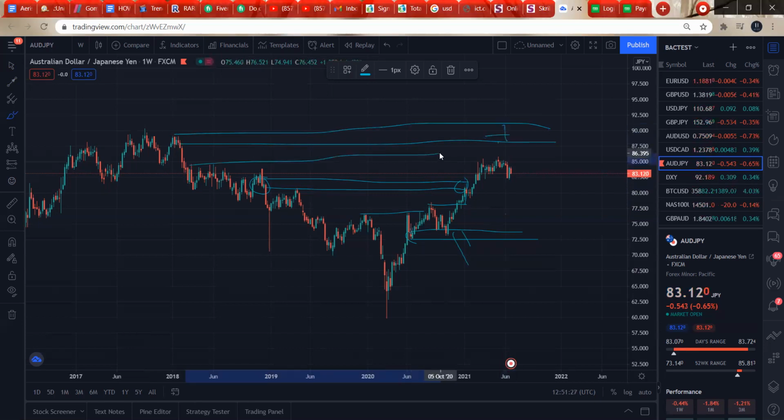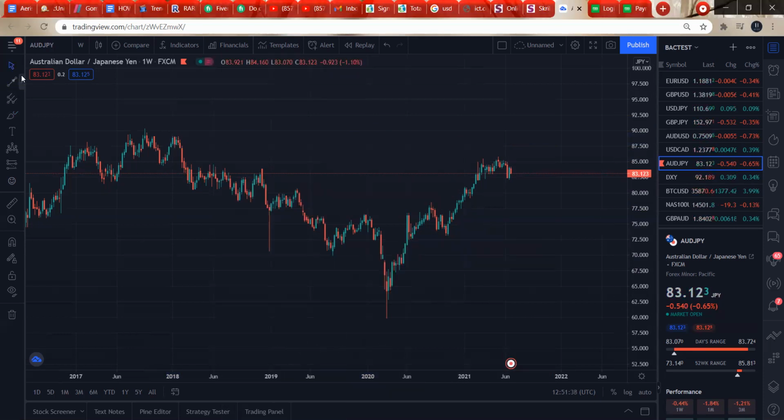So you can see that this market here broke out of this order block, and we still have this order block up here, which needs to be retested. Still have that order block up there, which needs to be retested. This is a very nice order block.